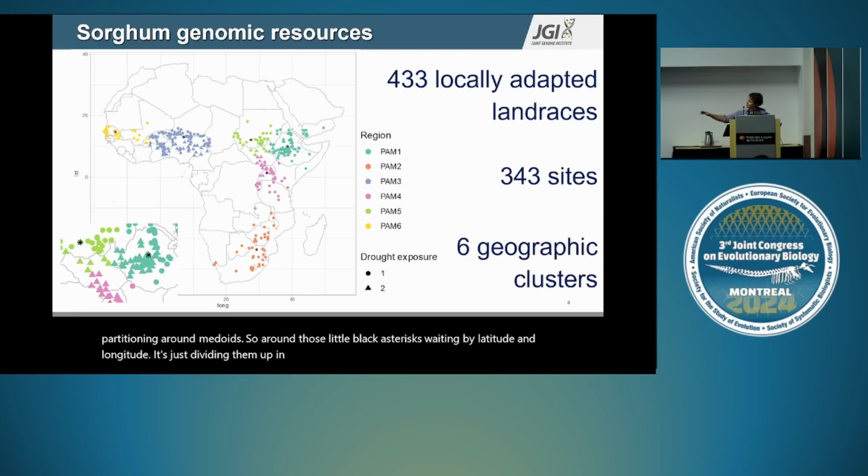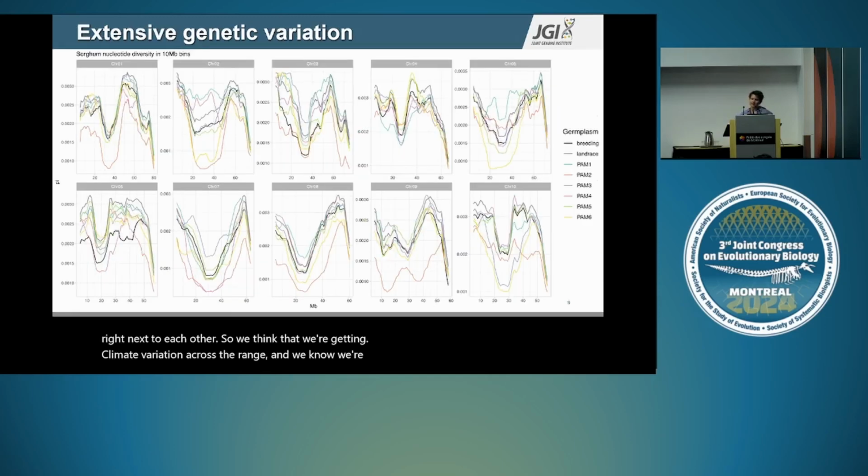What I really want you to notice here is that in the inset you can see triangles and circles. The triangles, according to our best climate models, do not experience drought stress during their growing period. The circles do. The triangle-circle milieu is really closely mixed, with triangles and circles right next to each other. So we think that we're getting climate variation across the range, and we know we're capturing a lot of genetic variation.